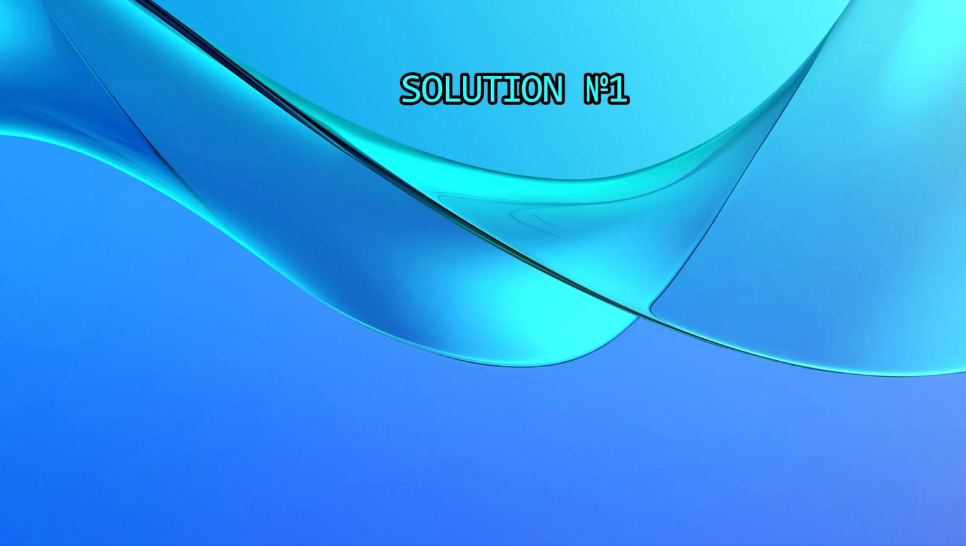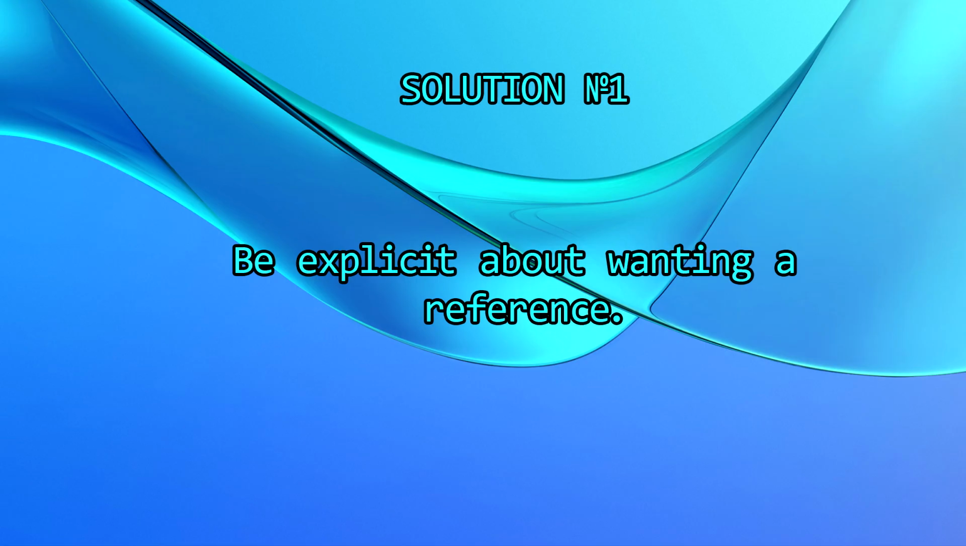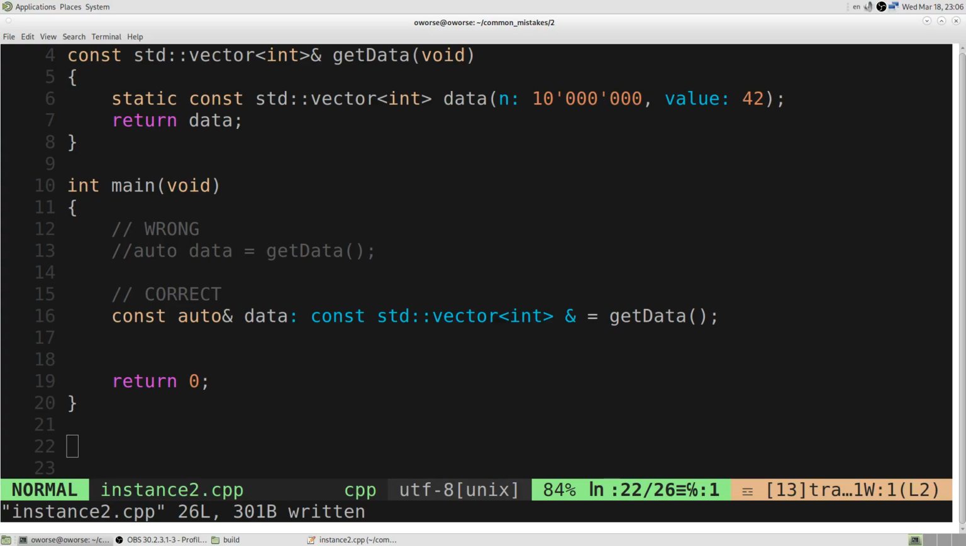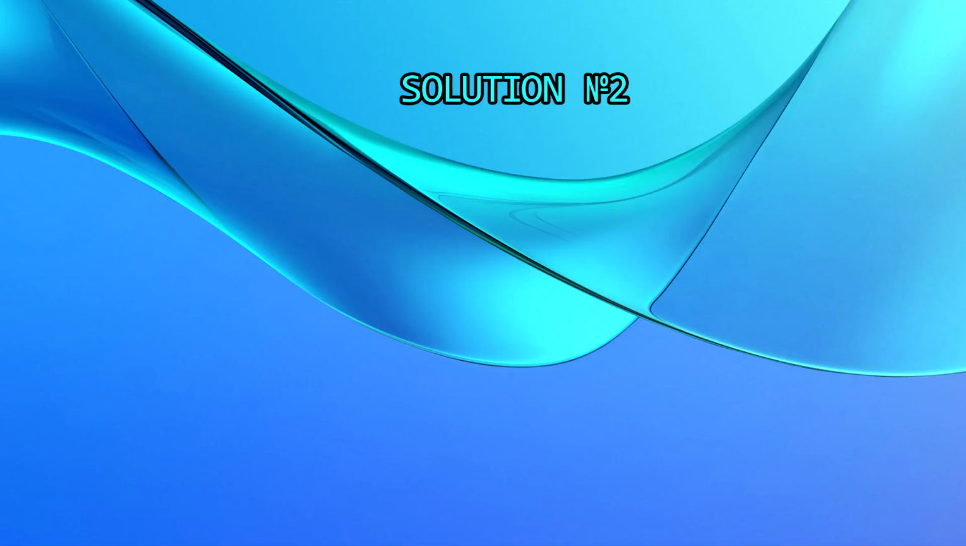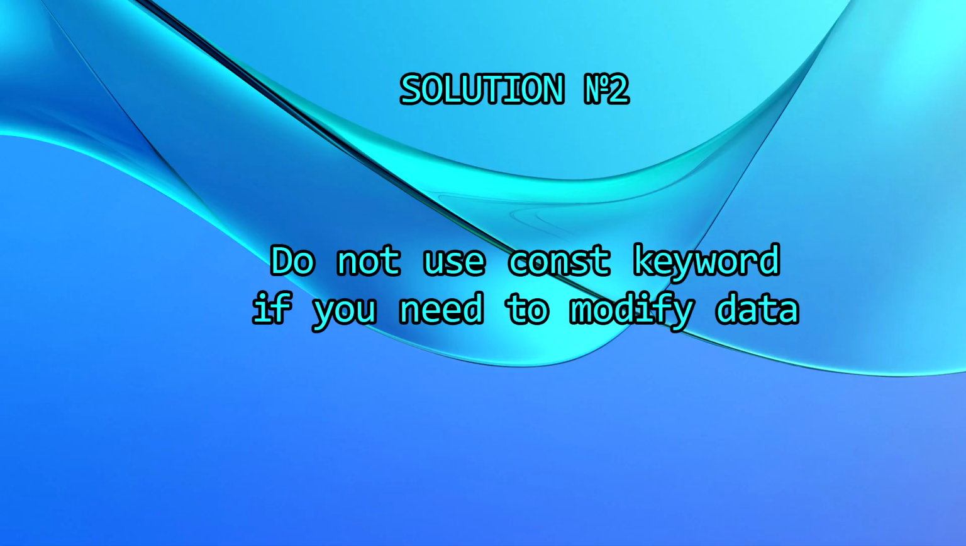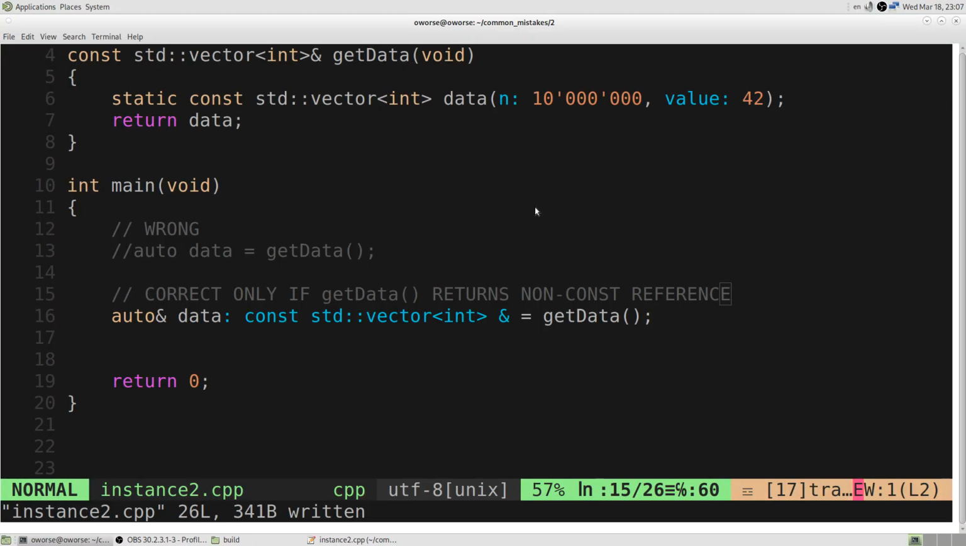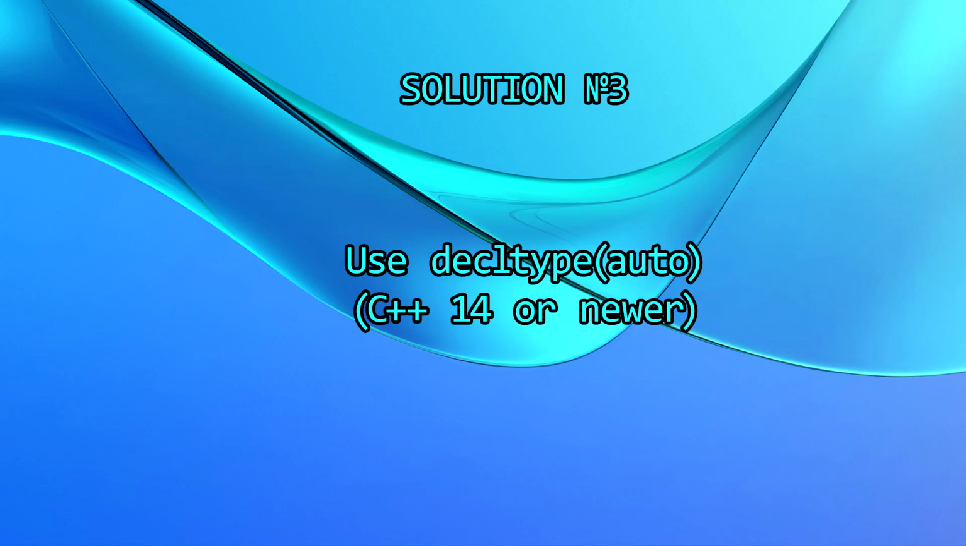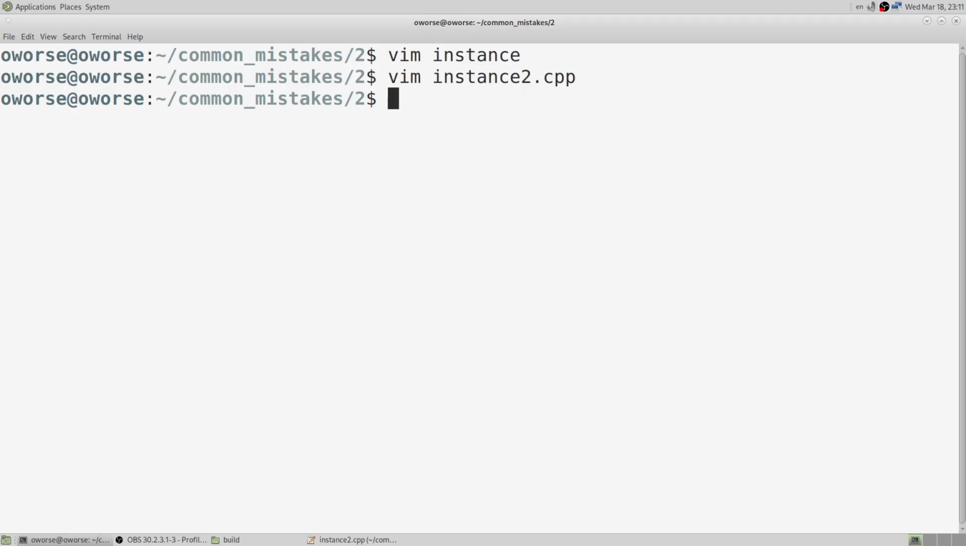So the first solution is, be explicit about wanting a reference. If the function returns a reference, store it in a reference. The second solution is, if you need to modify the data and the function allows it, you can use this kind of instance if your function returns a non-const reference. And the third solution, if you use the 14th version of C++ or newer, use the decltype function to preserve the exact type, references, and other stuff.